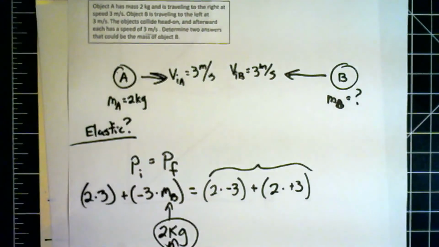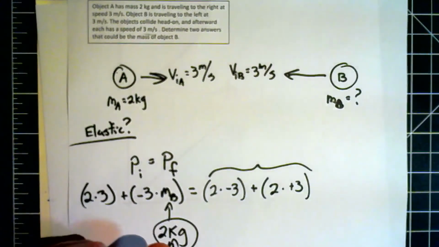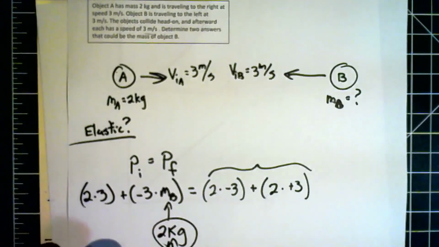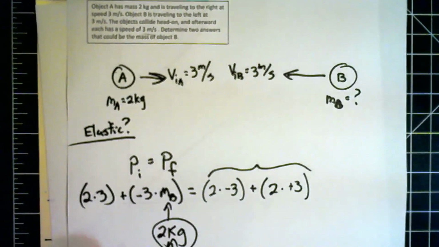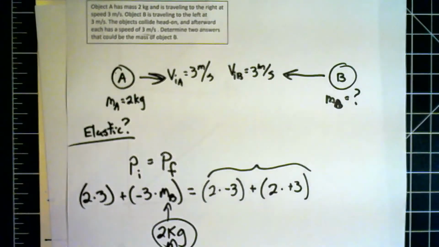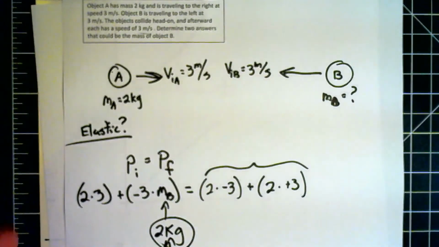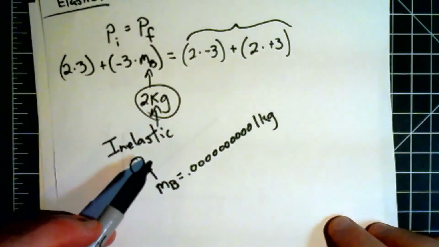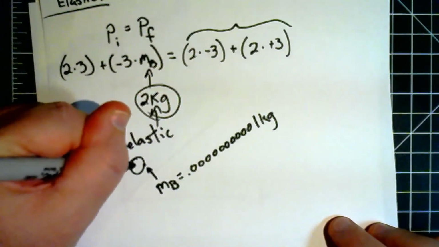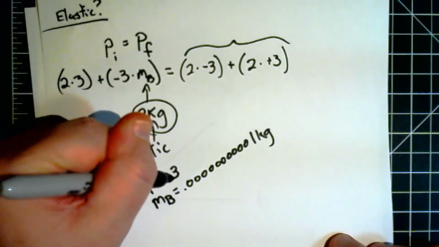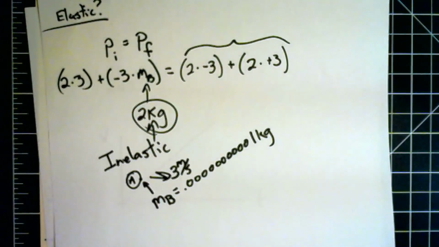Now the other solution's kind of dumb, but you could also say that it's an inelastic collision, and the only way that they would both have the same speed is if mass B was super tiny, like 0.0000000000001 kilogram. It contributes basically nothing to the collision. So there's B, that little tiny speck there, and here's A. And so in that case, if they were inelastic and they stuck together, they would both basically have 3 meters per second to the right.